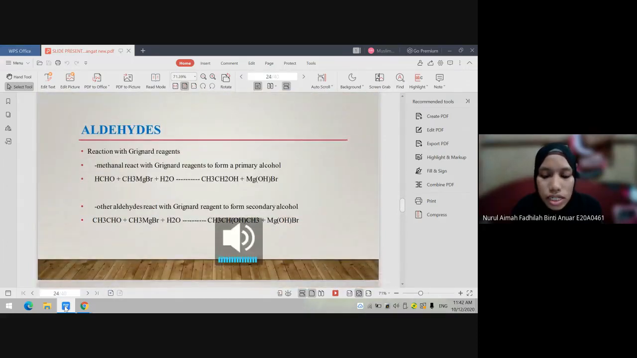Third is reaction with Grignard reagent. This reaction is about formation of alcohol. First is methanal. When methanal reacts with Grignard reagent, it can form a primary alcohol, and when another aldehyde reacts with Grignard reagent, it can form a secondary alcohol.